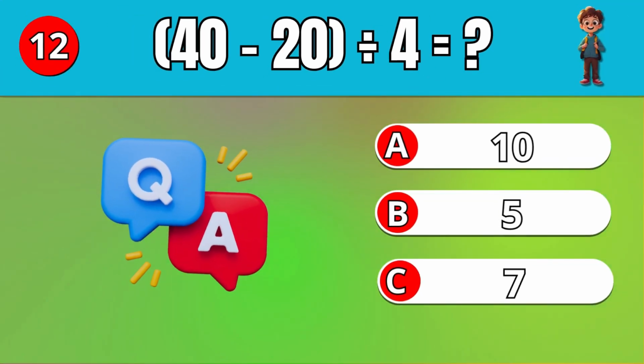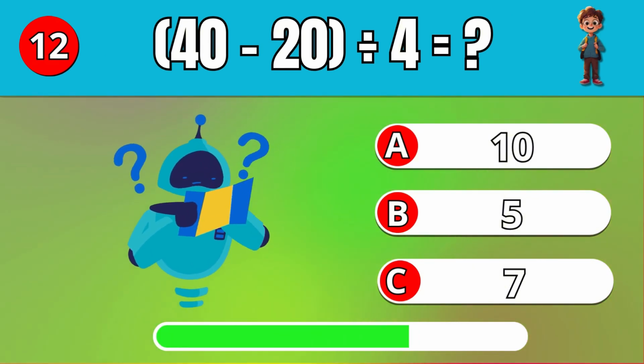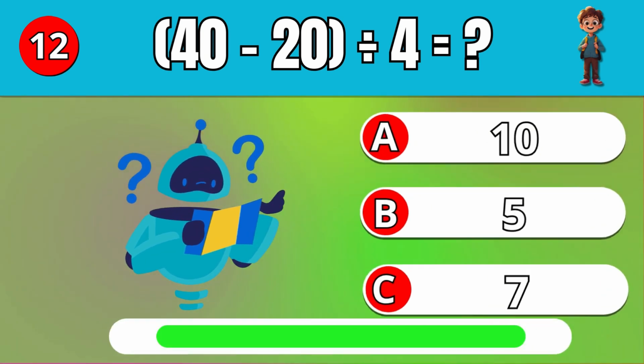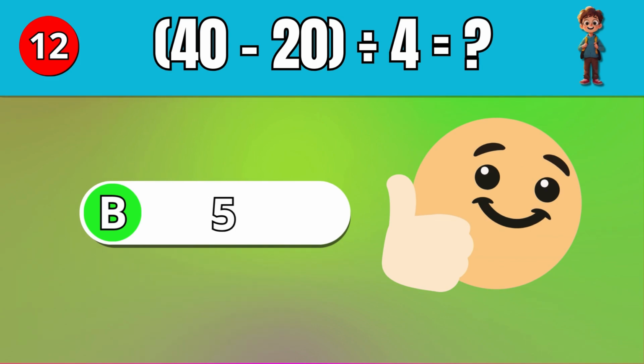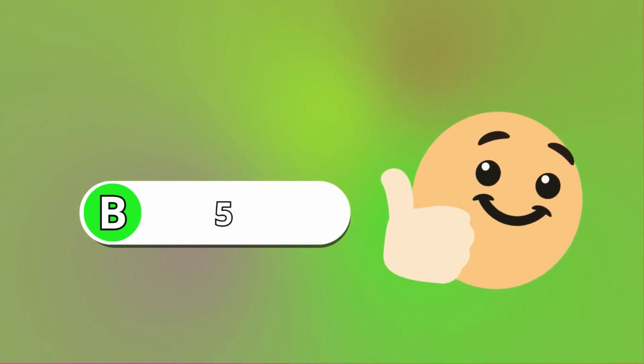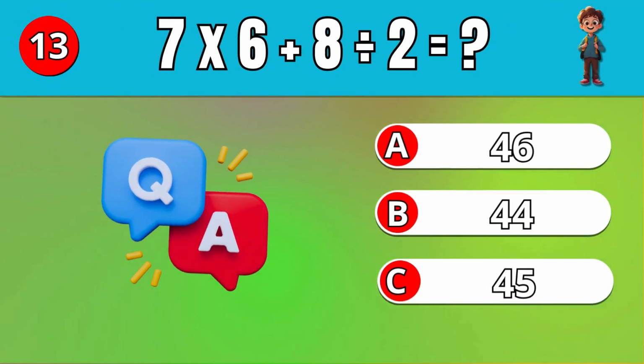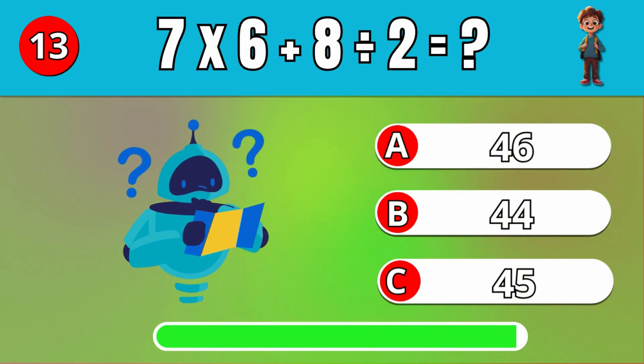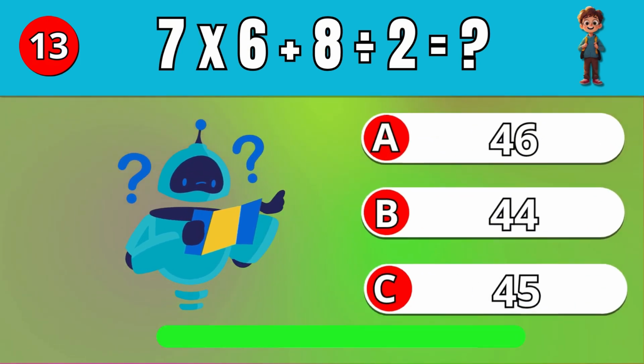What is the result of 40 minus 20 divided by 4? B 5. What is 7 times 6 plus 8 divided by 2? F 46.